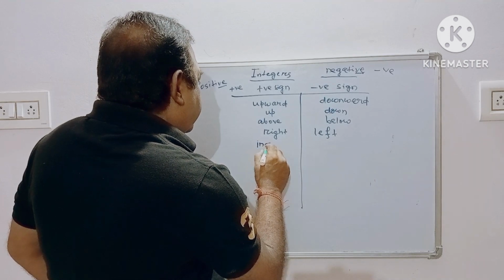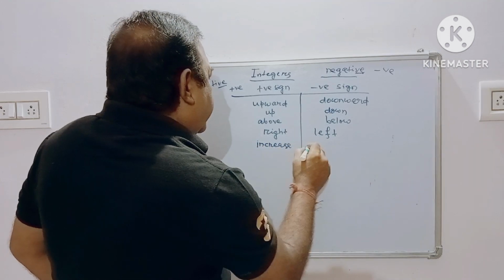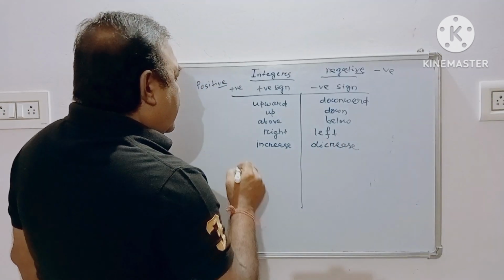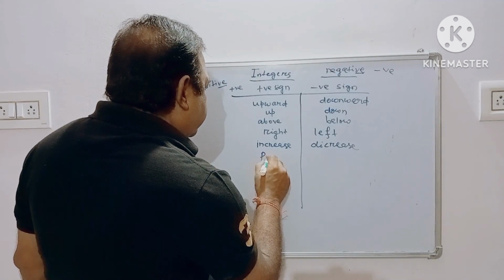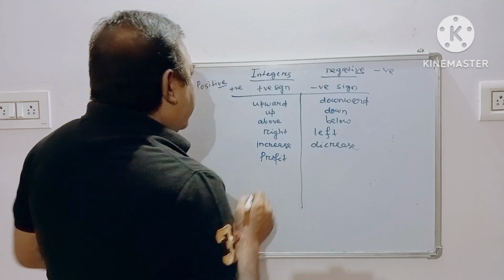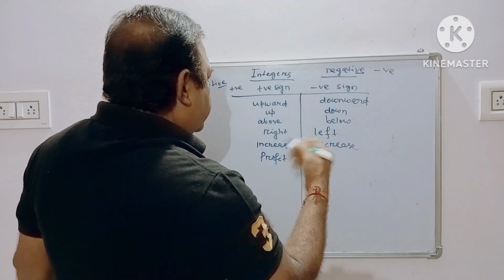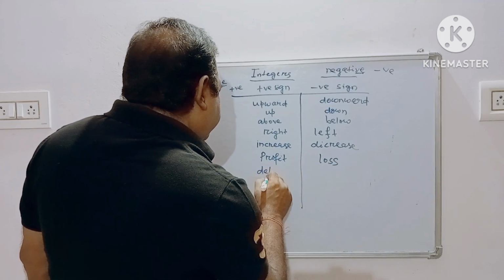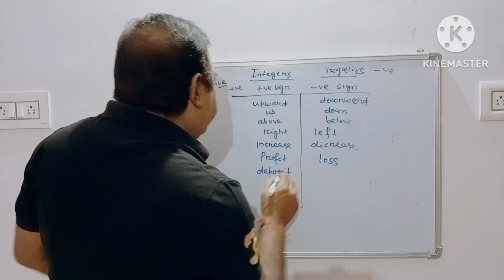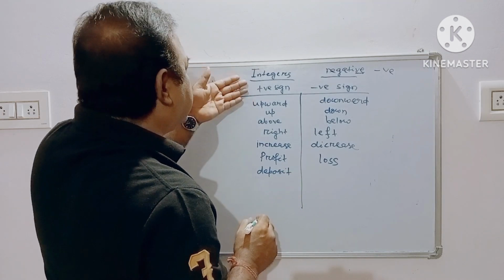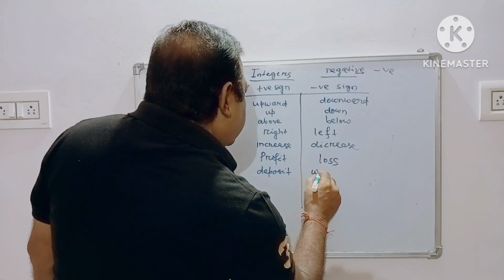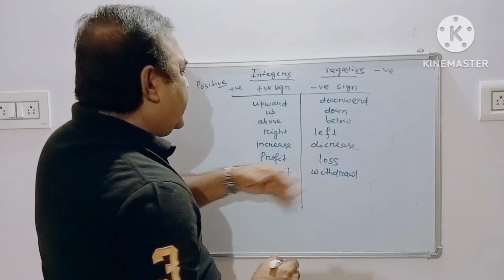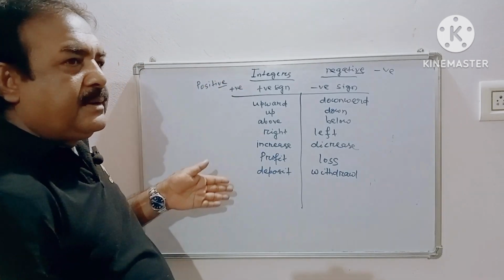Increase, decrease, profit. You could take profit as the positive, so plus. Deposit. We deposit money or not? If you take deposit as the positive side, then for withdrawal, these are the negative side. Just to note it.